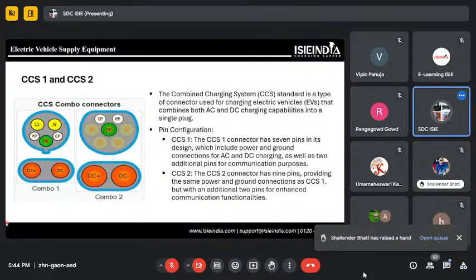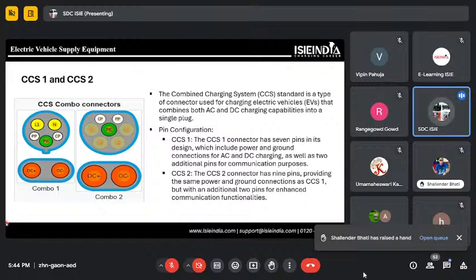Along with that, third, I have discussed the AC connectors, DC connectors, and the CCS connectors. CCS means Combined Charging System. They come in type one and type two. These combo CCS chargers support both AC as well as DC, but the combo one and combo two types differ in single-phase power supply and three-phase power supply in the DC connections.